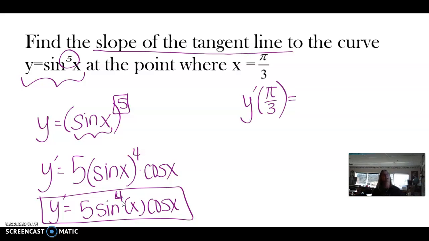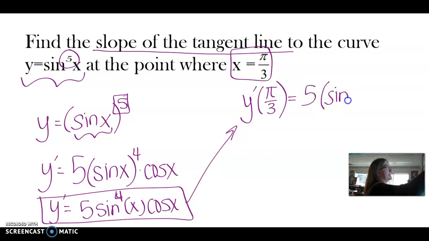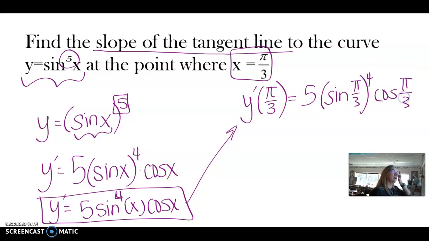And then we're finding the slope of the tangent line to the curve at a particular point where x equals pi over 3. So evaluating this derivative at pi over 3, it's 5. And this time I'm going to write sine of pi over 3 and raise that to the 4th like that, times cosine of pi over 3. If this was a show your work kind of problem, you really could stop at this point because you're done with the calculus, but now it's bringing back that trig, so we're going to do this.